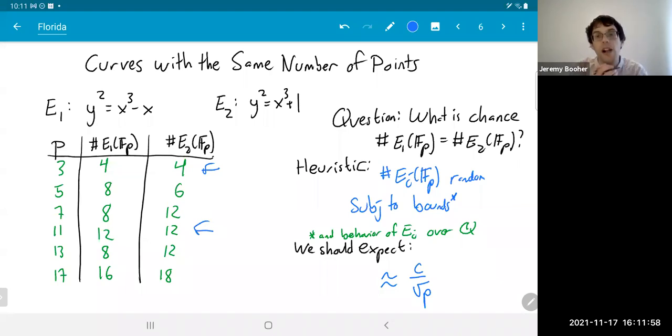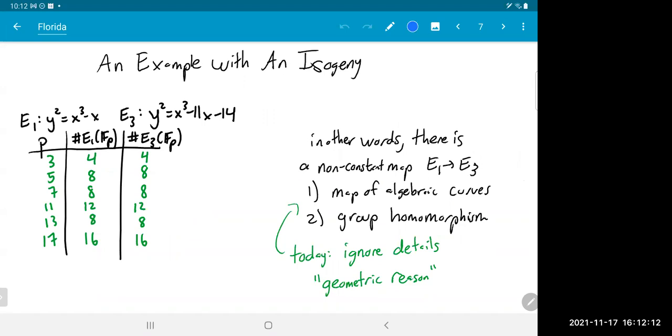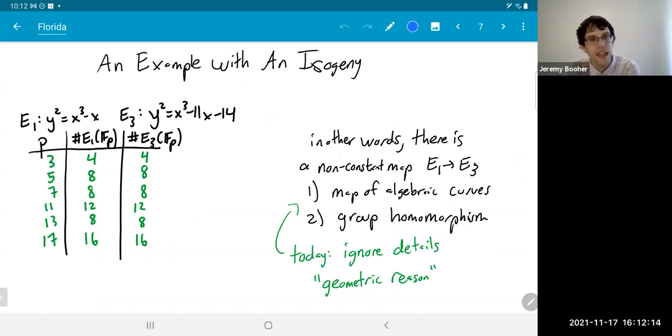So this is sort of the default. In the absence of additional information, this is what you should assume. Of course, you can fail miserably. Here's an example. I've looked at a 3rd elliptic curve. I've counted the number of points on them modulo p, and I'm always getting the same number.